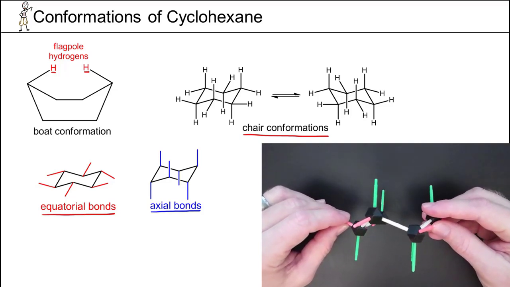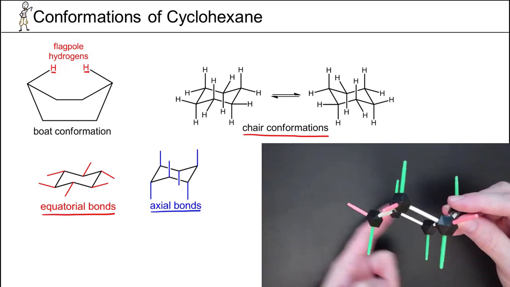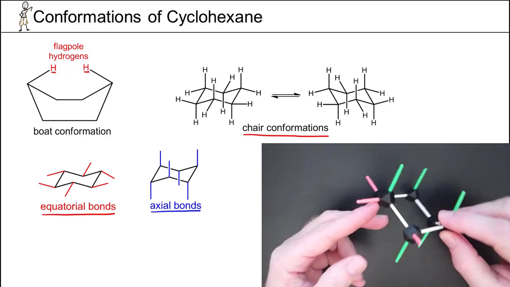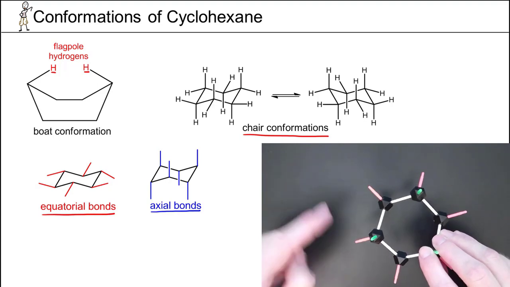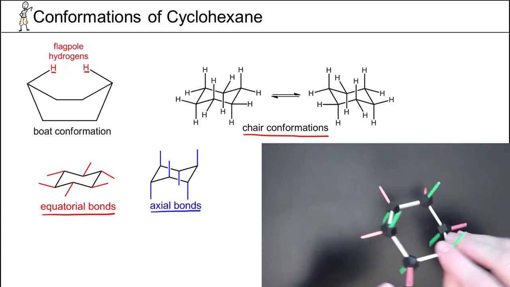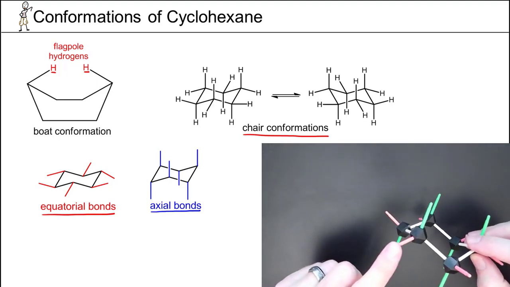Then we have the equatorial ones that kind of go around the molecule, around the equator, so to speak. And again, if you look at it from the top view, you can see them going around the equator. Every other one slants down and then up.